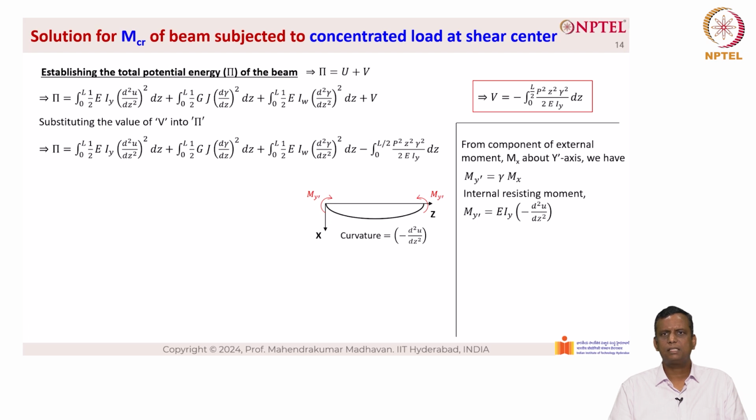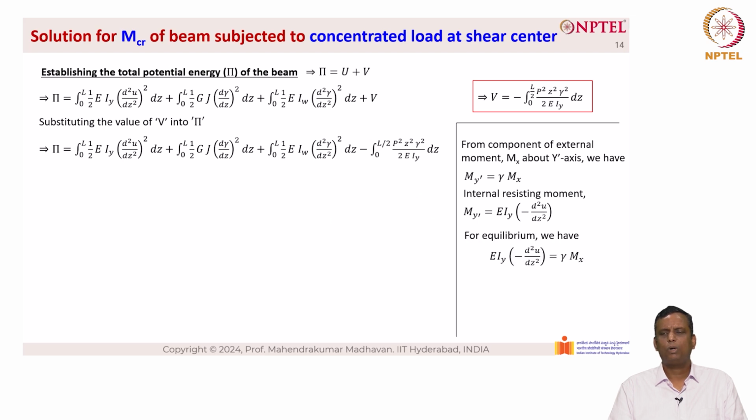Now the internal resisting moment, as you can see here, when we look at the plane x and z, the curvature is minus d square u by dz square. So My dash can be written as EIy into minus d square u by dz square, which is the internal resisting moment. So equating the internal resisting moment with the external load for achieving equilibrium, we have EIy into minus d square u by dz square equal to gamma into Mx. So d square u by dz square equal to minus Mx into gamma divided by EIy.